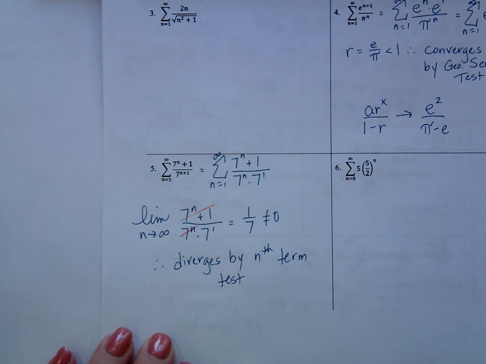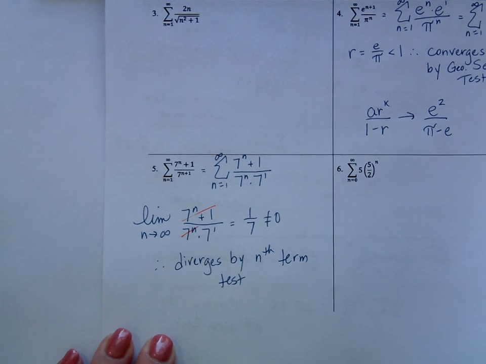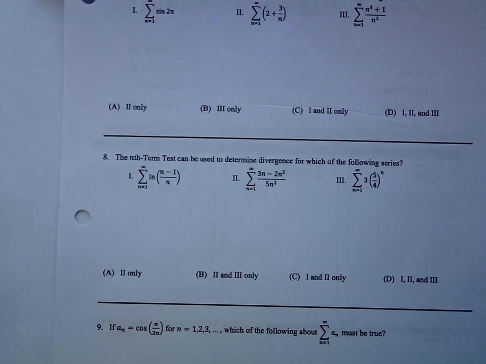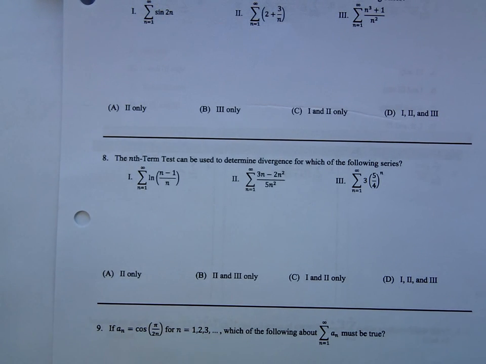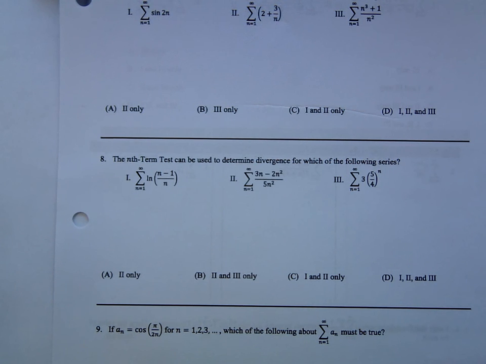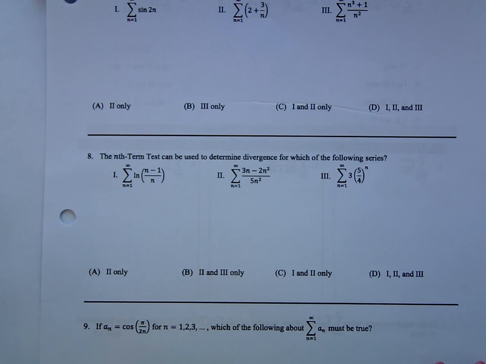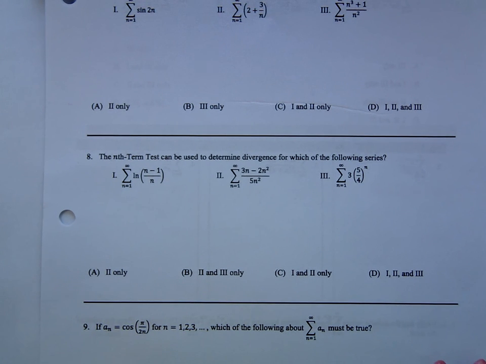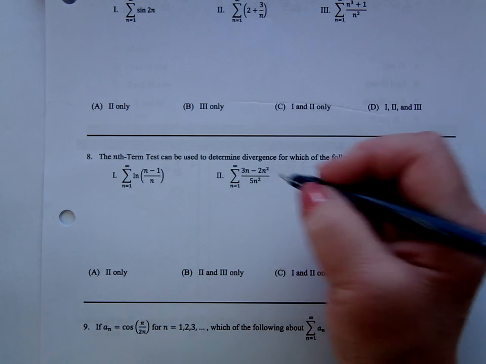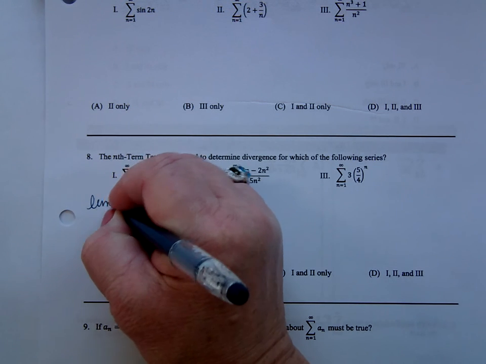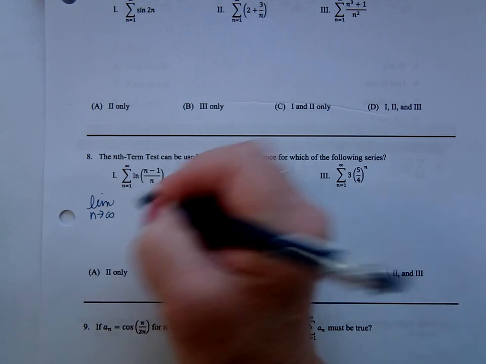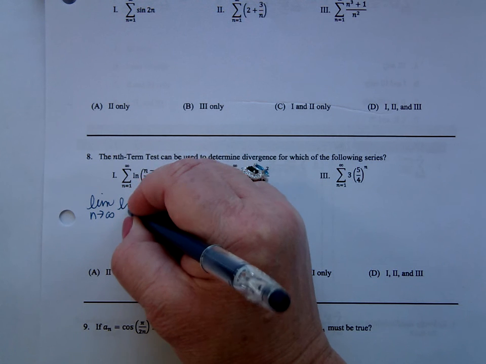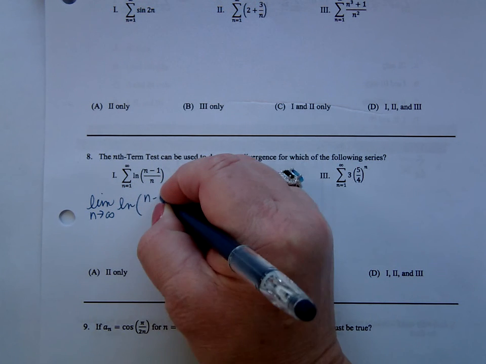All right, here's the last one I want to do. It's number 8. This one says, the nth term test can be used to determine divergence for which of the following series? Okay, nth term test, take the limit as n approaches infinity of the ln of n minus 1 over n.